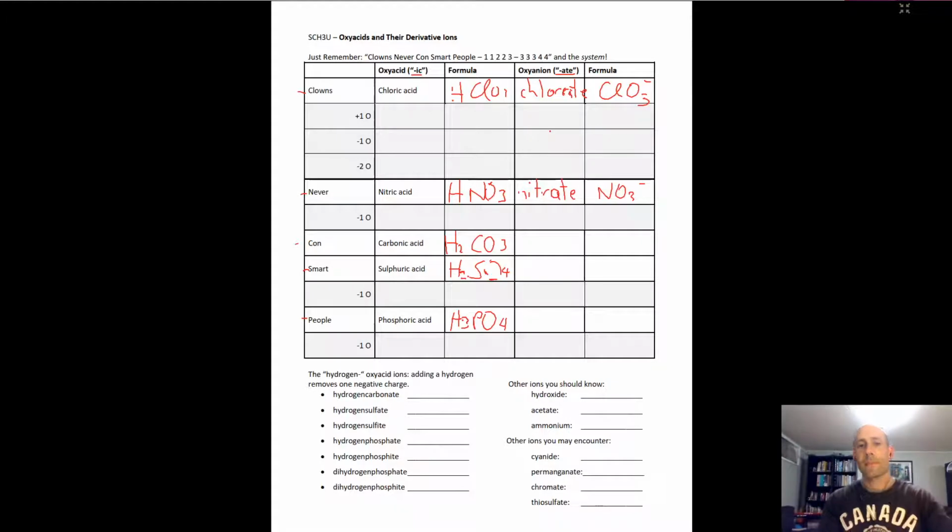Okay. Let's go to the next one, carbonic acid. So that's going to give us CO3. Since we removed 2 hydrogens, we're left with a 2 minus charge. CO3 2 minus. Okay. And what's the name of this going to be? Well, it's going to be called the carbonate ion.